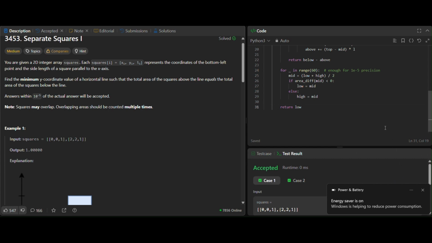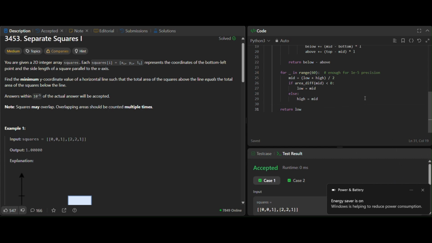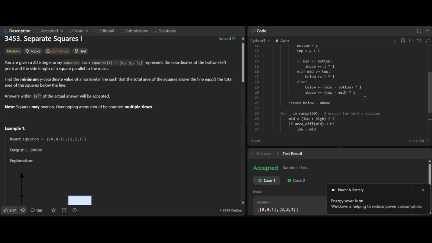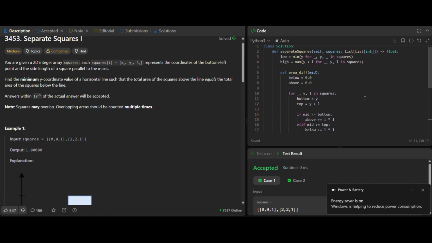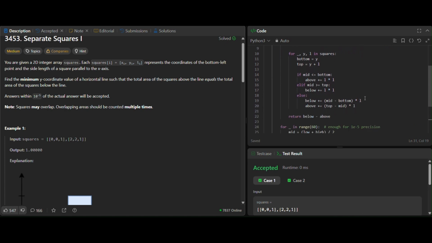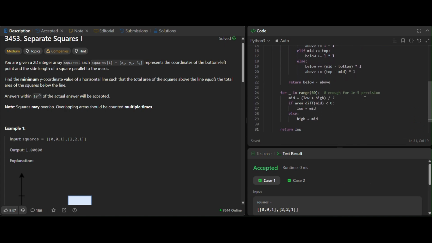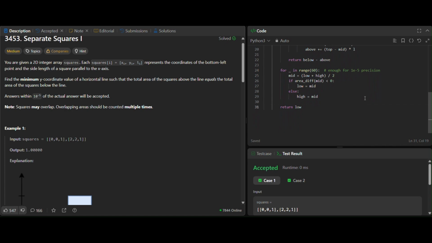Time and space complexity. Time, O of n log r, where r is the coordinate range. Space, O of 1 extra space. Efficient enough for 50,000 squares. Common mistakes and edge cases. Trying to merge overlapping squares. Not required, overlaps count multiple times.